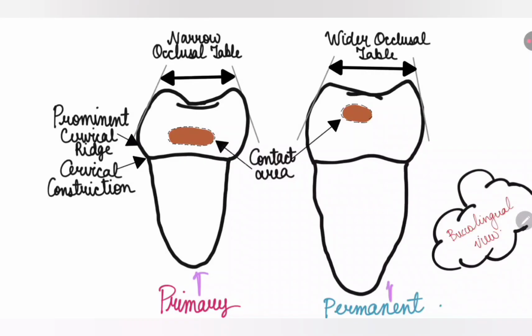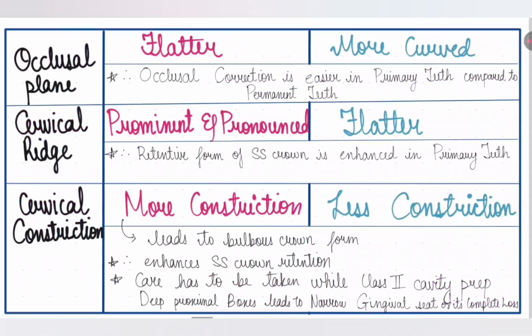This is your primary teeth, this is your permanent teeth, right? Now we are seeing a buccolingual view. So here the buccolingual convergence, as you see it here, this is the buccal convergence, this is the lingual convergence. It leads to a narrow occlusal table. Here the buccal and lingual convergence is comparatively less, so here we have a larger occlusal table. Is that clear? Coming to the next points.